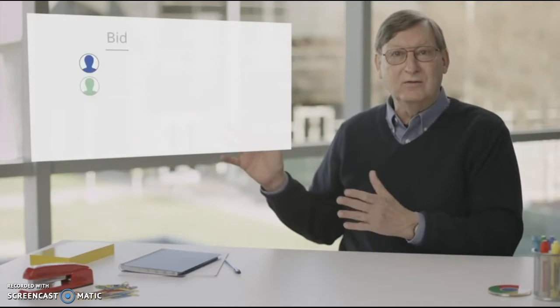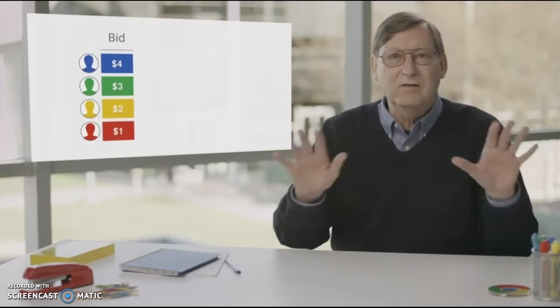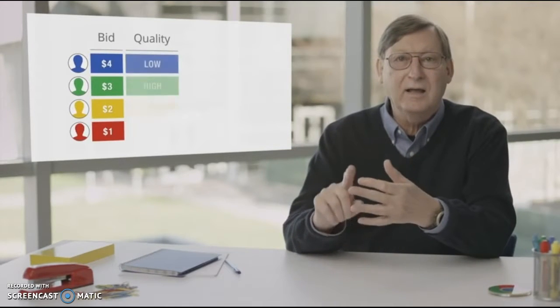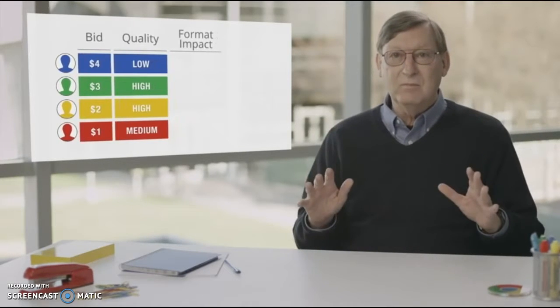Let's go back to our 4 sample ad buyers and see how their ad rank compares. Here are 4 advertisers. They're bidding $4, $3, $2, and $1. Their ads had different quality: low, high, and medium. They also imply different formats with varying impact.